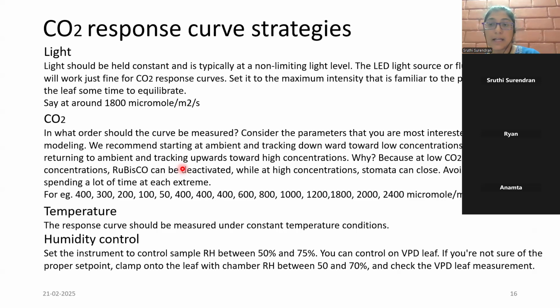So after setting humidity, say around 75 or 70 percent, after setting the temperature to say around 30 degrees, after setting the light to 1800 micromoles per meter square per second, we only change the carbon dioxide concentration. When we change the carbon dioxide concentration also, there are certain protocols that you need to follow. You see that carbon dioxide concentration is first kept at 400 ppm, or 400 micromoles per mole.